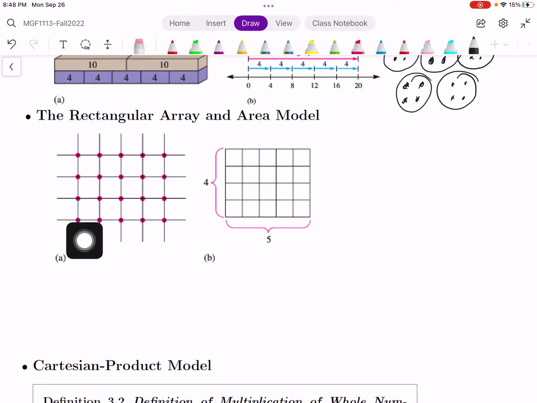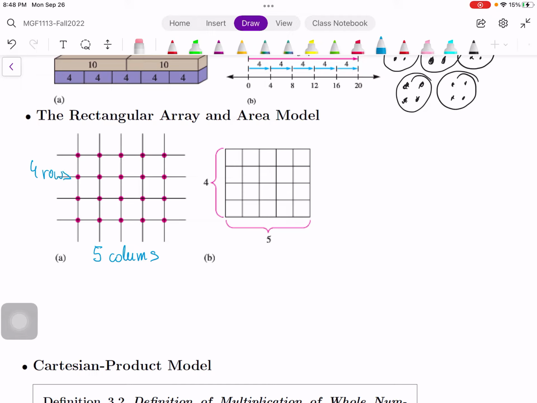Now, the array model is similar. You have 5 columns with 4 rows, and then the number of dots you count would be 20. So again, I have here 5 columns and 4 rows.